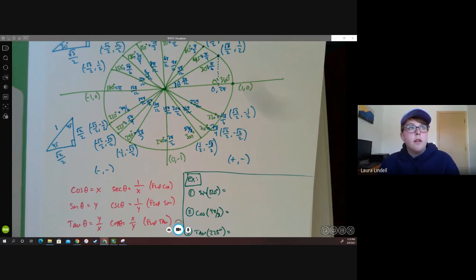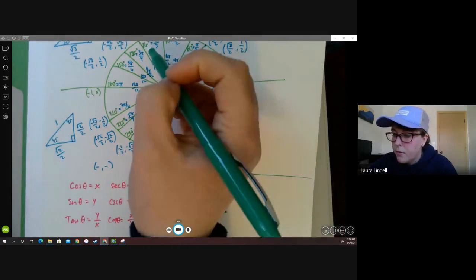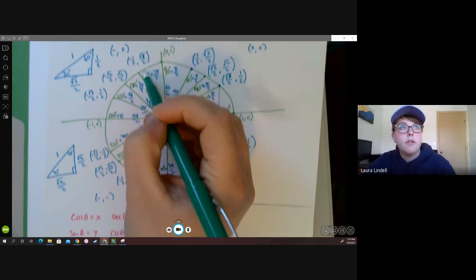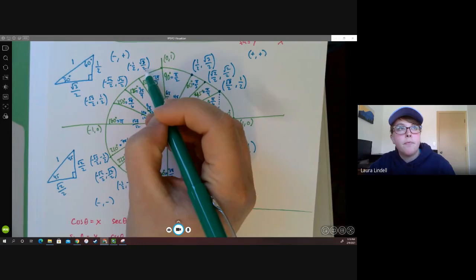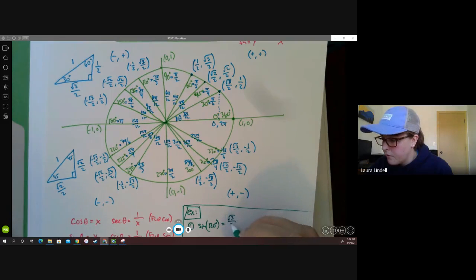Okay. So looking at our unit circle, sine of 120 degrees. Well, we know that sine is y. So I go over to 120 degrees, and we notice our y value, which is root 3 over 2. So that would be the sine of 120 degrees, root 3 over 2.